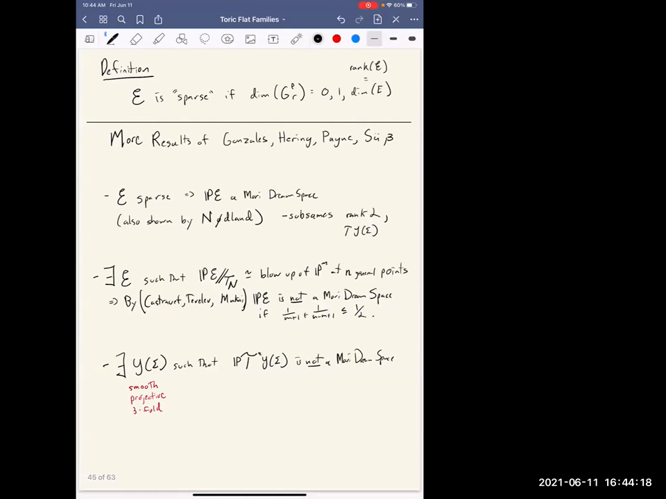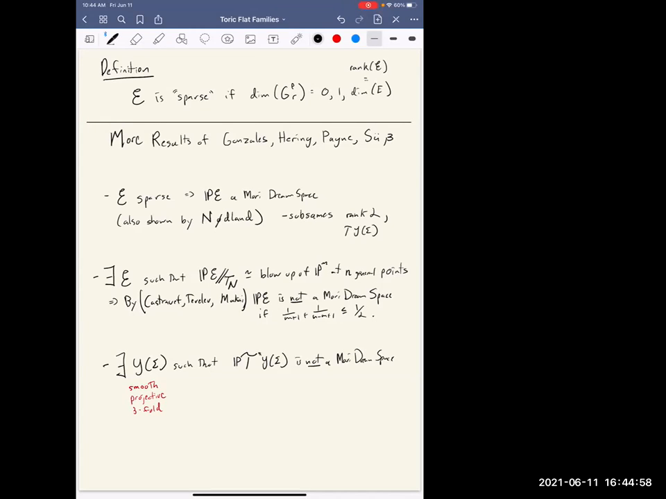So, more results along these lines. I'm going to say, this is my own terminology, it's not standard, that a toric vector bundle is sparse if the dimensions of its Klyachko filtrations are very limited. That is, kind of like the tangent bundle situation we saw earlier, if the dimensions of the filtration pieces are either 0, 1, or everything. Gonzales, Herring, Payne, and Suess show that if you have such a bundle, then its projectivization is a Mori dream space, roughly speaking because you have a lot of control over what that quotient is.